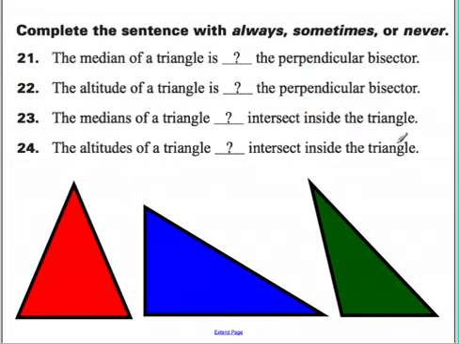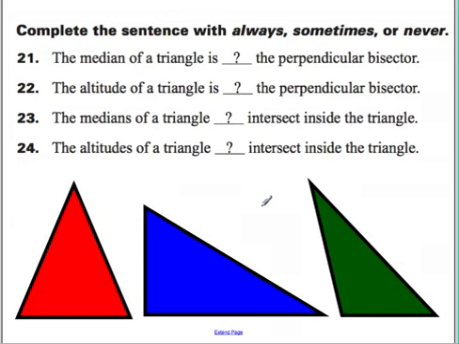Okay, maybe the toughest questions yet known by mankind. Here it is. The median of a triangle is always, sometimes, or never the perpendicular bisector. Whenever you're dealing with always, sometimes, never questions, you have to think about isosceles triangles, right triangles, maybe a scalene, obtuse triangles, acute triangles. You probably think about equilateral triangles somewhere. Think about every single type of triangle, whether it's green, blue, purple, or pink with polka dots. Who knows? You have to think about every single type of triangle.